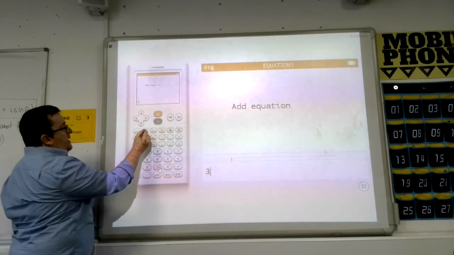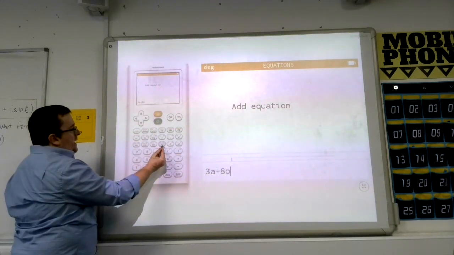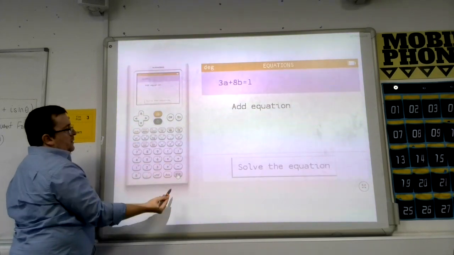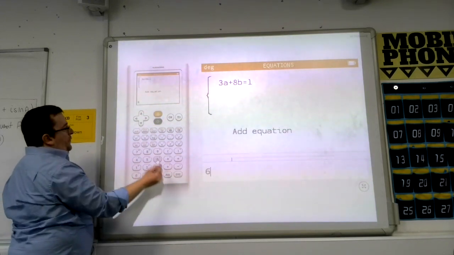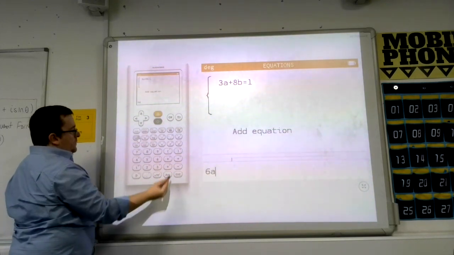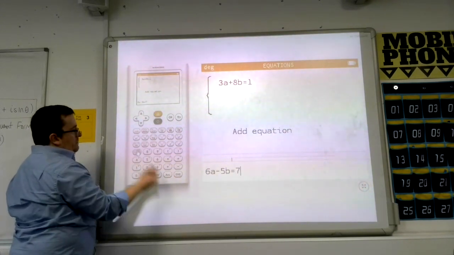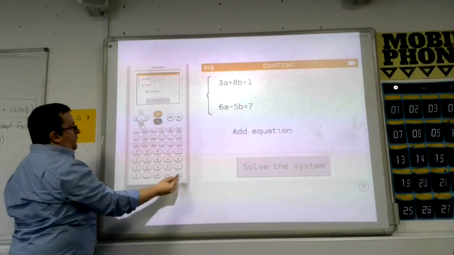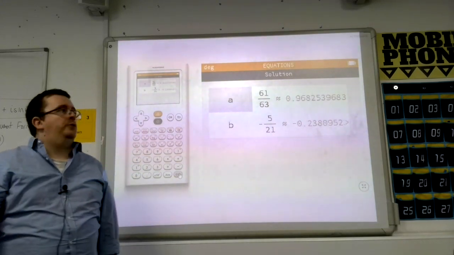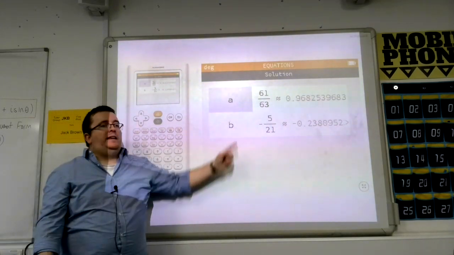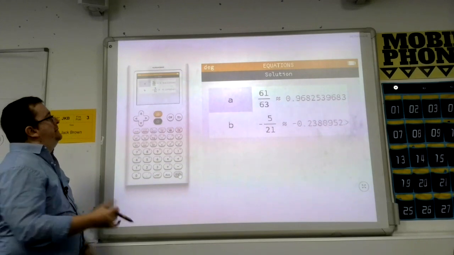So if I had 3a plus 8b equals 1, and then add another equation, let's go with 6a take away 5b equals 7. Solve the system, and it tells me the answers. It tells me how to solve those simultaneous equations, and you can write them in any lettering you want. Whereas on the Classwiz, it's only x's and y's that you've got to deal with.